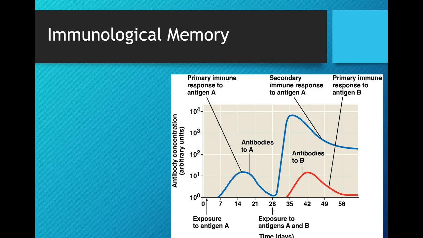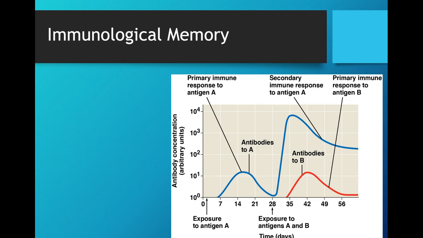Once there isn't that exposure anymore, the line is going to decrease, indicating that antibodies don't need to be made any longer. But then there's a secondary exposure to that pathogen. So immediately there's a sharp rise in antibody concentration, and it's going to be quick. It's not going to take as long.